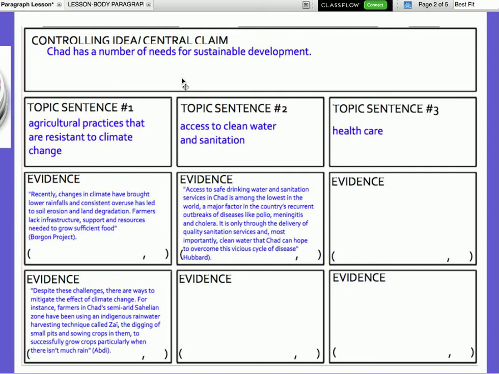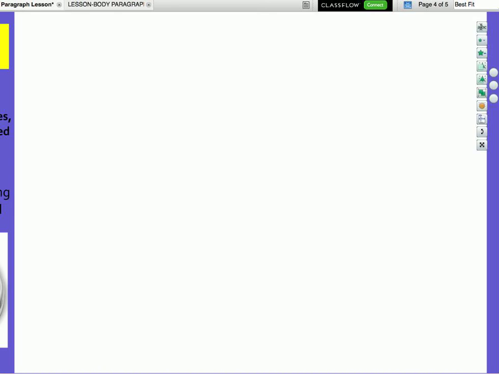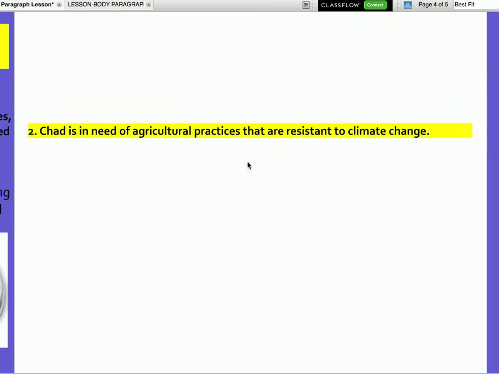Really quickly, I'm going to look at my outline. My outline has agricultural practices that are resistant to climate change as my first topic sentence. I am going to write this into a sentence that will probably talk about one of the needs for sustainable development. So this is what I wrote. I wrote, Chad is in need of agricultural practices that are resistant to climate change. That is my topic sentence. It talks about my problem. It talks about one of the needs that I have.